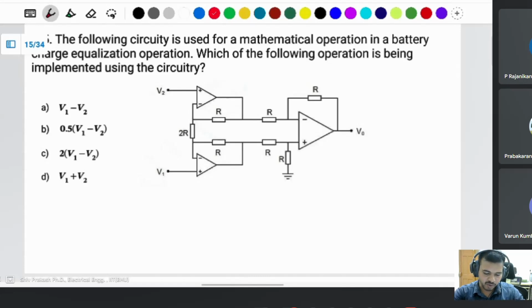Next is the question: the following circuit is used for a mathematical operation in a battery charging circuit operation. Which of the following operations is being implemented using this circuitry? It was asking about the output voltage. The option given is C.